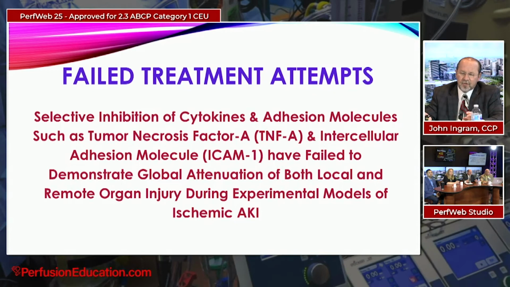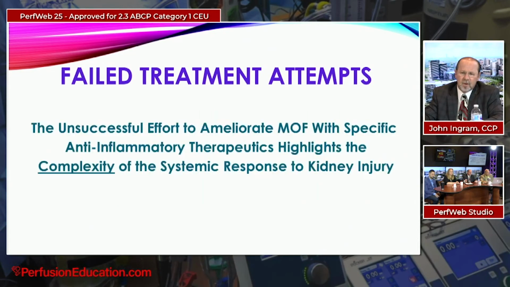So they've tried to treat this, and what they discovered was when they did selective inhibition of cytokines and adhesion molecules, such as the big one we talk about a lot, tumor necrosis factor alpha, and intercellular adhesion molecule ICAM-1, when they tried to inhibit these, it failed to demonstrate any global attenuation of both the local and remote organ injury during experimental models of ischemic AKI. So this unsuccessful effort to ameliorate the multi-organ failure with specific anti-inflammatory therapeutics highlights the complexity of this systemic response to kidney injury.